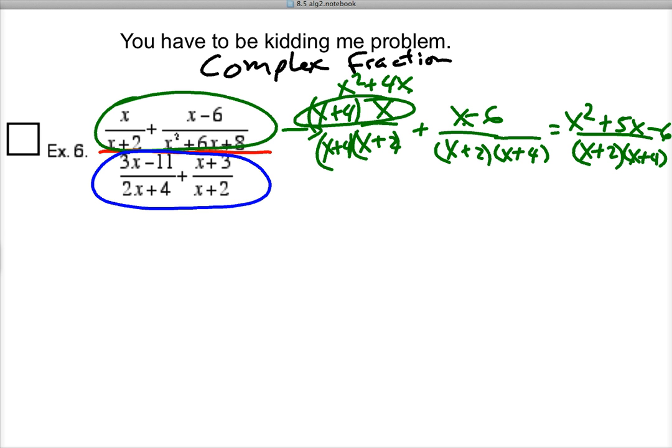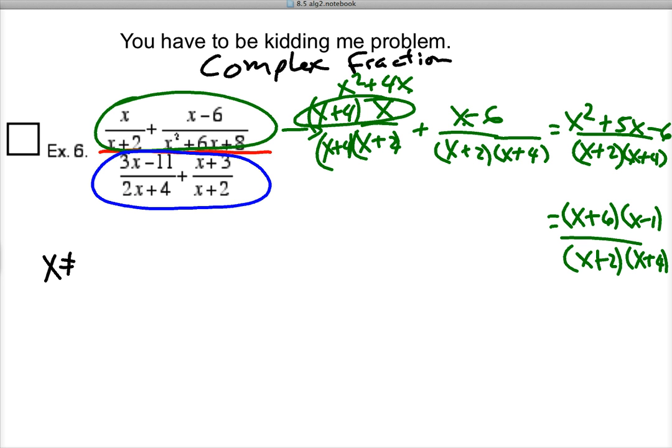Now you should factor that top just in case something cancels. So I would say what times what is negative 6 and adds up to 5. That'd be positive 6 and negative 1. Now nothing canceled here, but maybe it will later on. I would also encourage you at this point to be thinking about your restrictions. So far I see that x can't equal negative 2 or negative 4. Those are the things that would cause the denominator to equal 0.